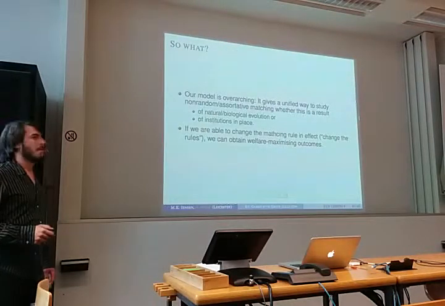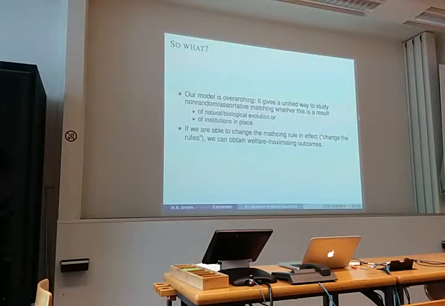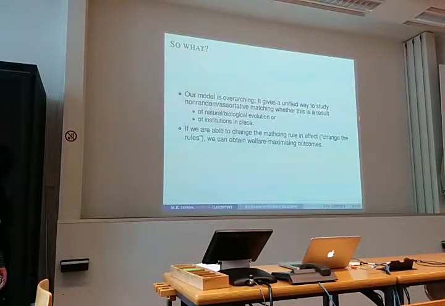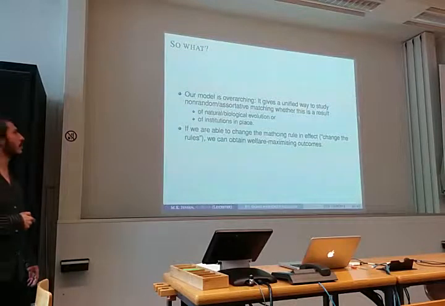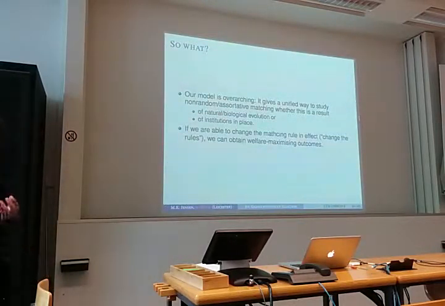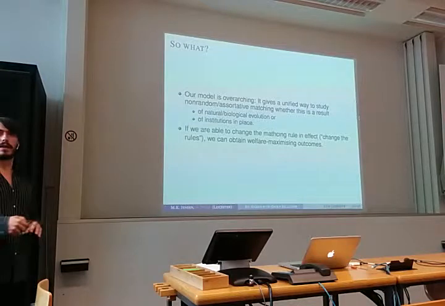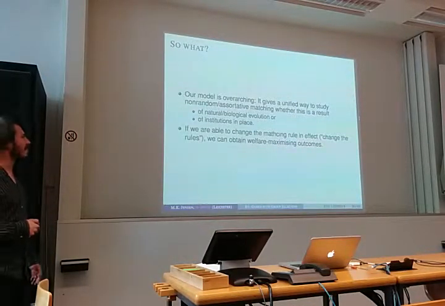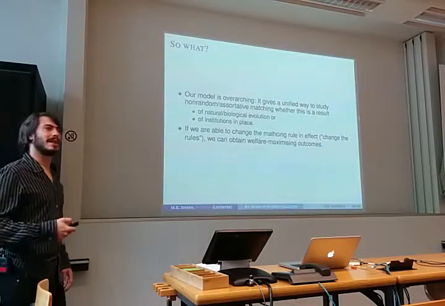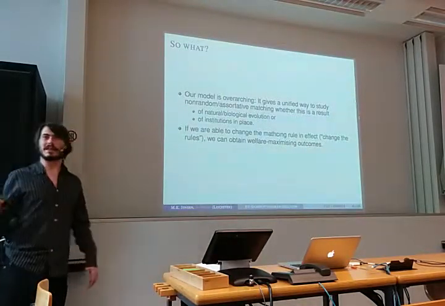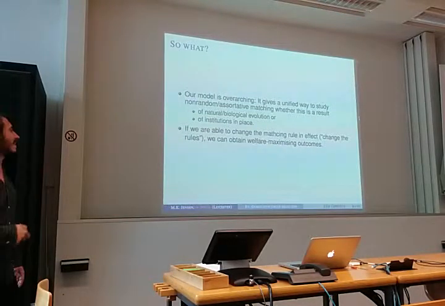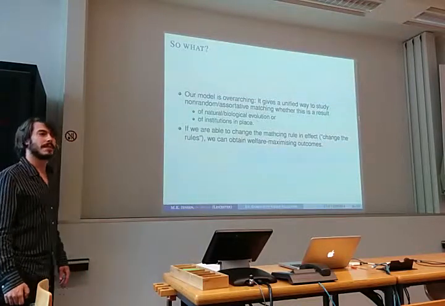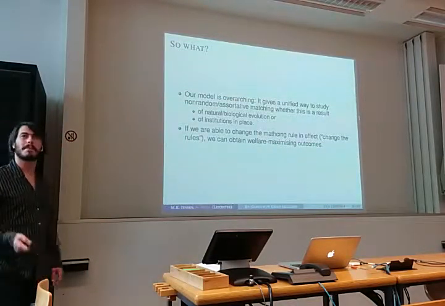So what to take home is that we have an overarching model, in the sense that we can study both natural biological evolution and evolution under some institutions. So we can study both nature and society. And it's also optimistic. If we can get something to be a steady state, we can get it at least as a Nash equilibrium under some matching rule. And that's it.